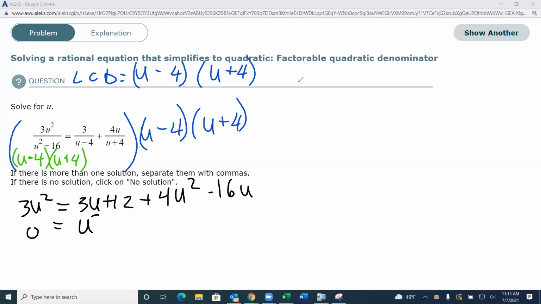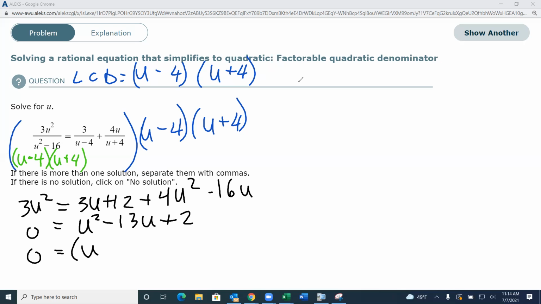Okay, that'll give me u squared. So that takes care of that guy and that guy. Okay. Then I've got 3u minus 16u is minus 13u. And then that just leaves a plus 2. Now I can factor the right side.